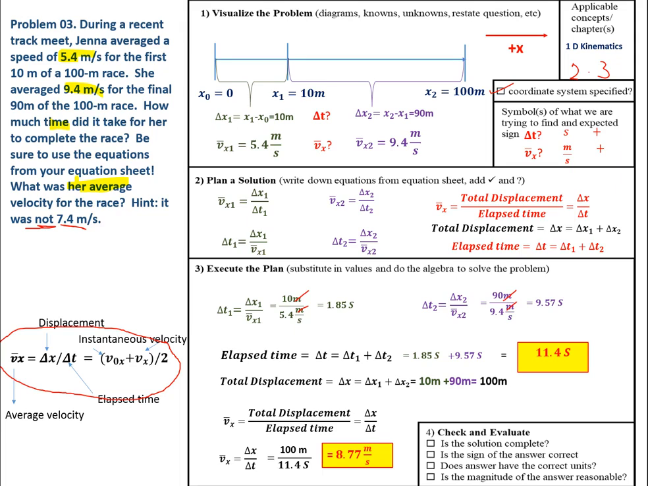Yes, it is complete. We calculated the time elapsed and the average velocity for the race. And is the sign of the answer correct? Yes, as expected, we got positive values for delta t and average velocity. And this answer has correct units. We got seconds for the time, and for the velocity we got meters per second. And is the magnitude of the answer reasonable? So 8.77 meters per second is fast, but possible for an elite runner. So yes, it is reasonable.